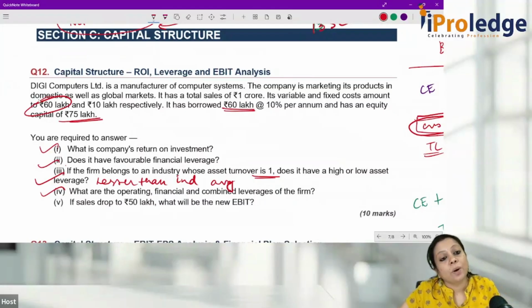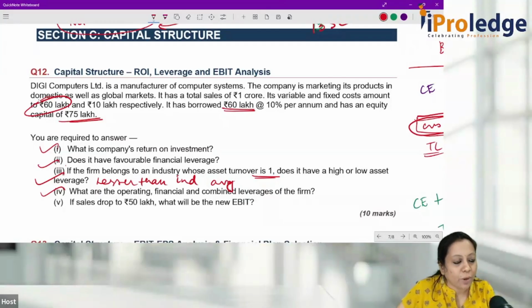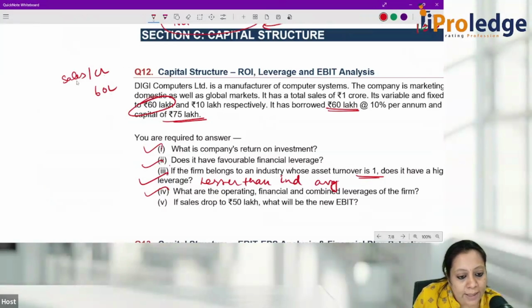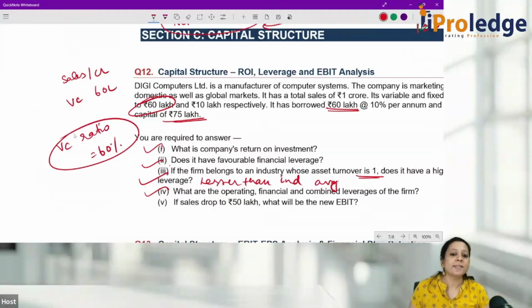The variable cost, what is the definition? Definition is the cost that changes with the level or volume of output. So for 1 crore sales, 60 lakhs is the variable cost. That means, can I say variable cost ratio is equal to 60 percentage? Yes, I will apply this percentage. I hope everybody is very clear.